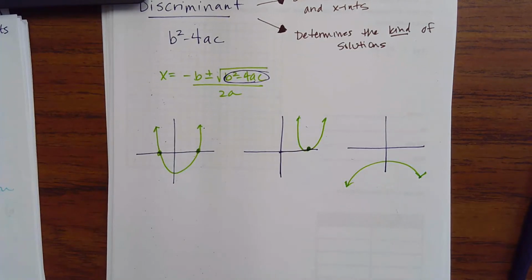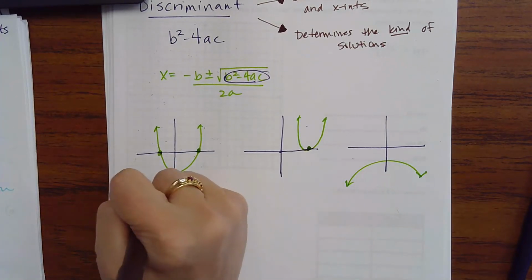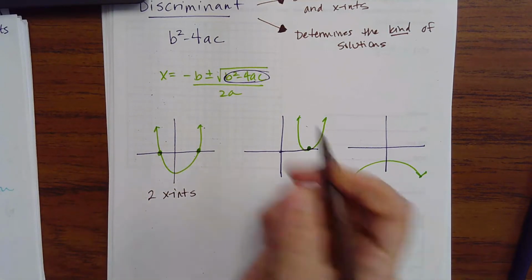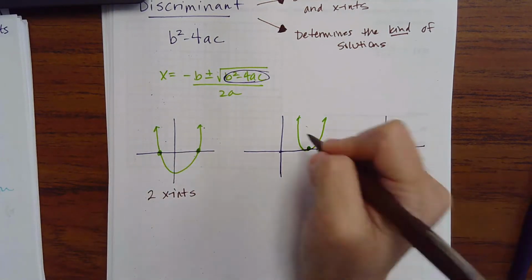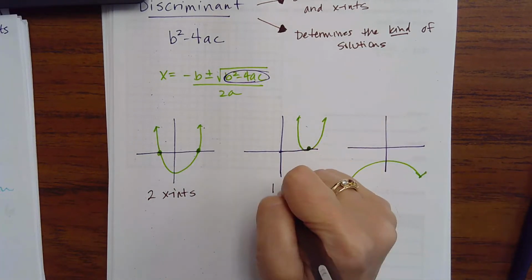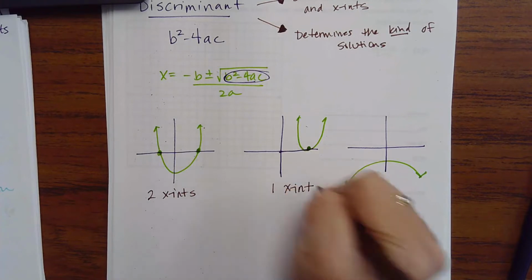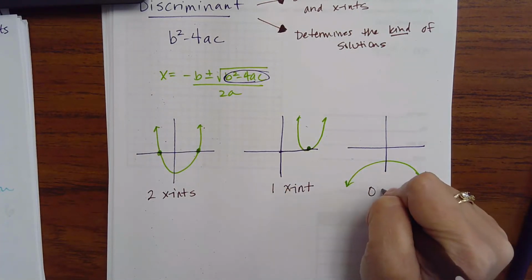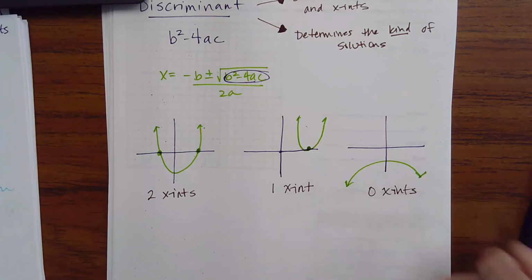So again, from looking at this equation, we can tell this has two x-intercepts. And the number of x-intercepts is the number of times the graph hits the x-axis. This one, because it touches and bounces off, has one x-intercept. And this one, because the parabola never touches the x-axis, has no x-intercepts. So what this means is, when we have a graph that looks like this, that is the number of x-intercepts we're going to have.